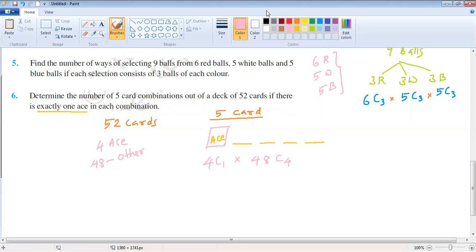Calculation you have to do. We have to find the value of 4C1. 4C1 is 4. Then 48C4. Then multiply and find the answer.